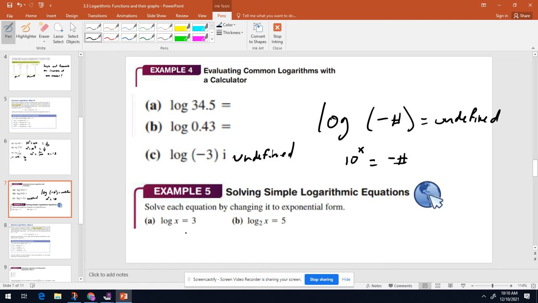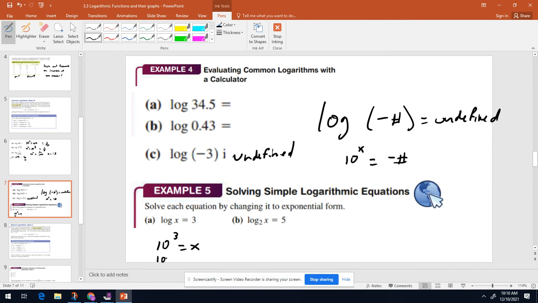Okay. Then you have some basic algebra equations here. Set them up, write them as an exponent. This says 10 to the third power equals x. Well, what is 10 to the third power? It's 1,000. This says 2 to the fifth power equals x. That's 32. So these problems are really easy to solve once you realize to just rewrite them as exponents.